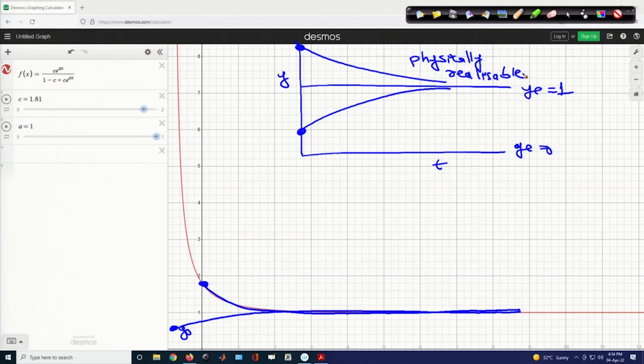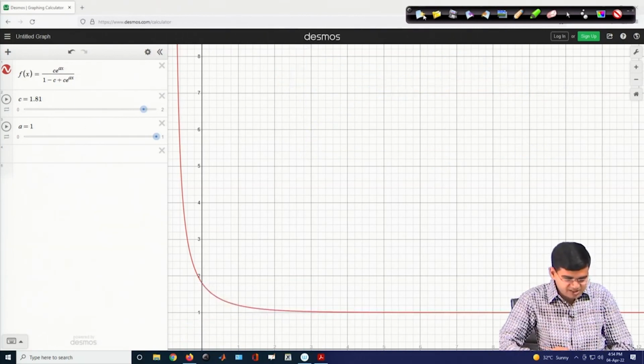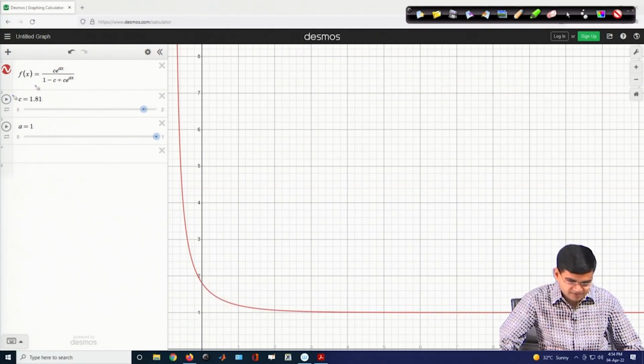Okay. Now, what I will do is I will try to see the effect of various parameters. So, let me animate the effect of initial condition.